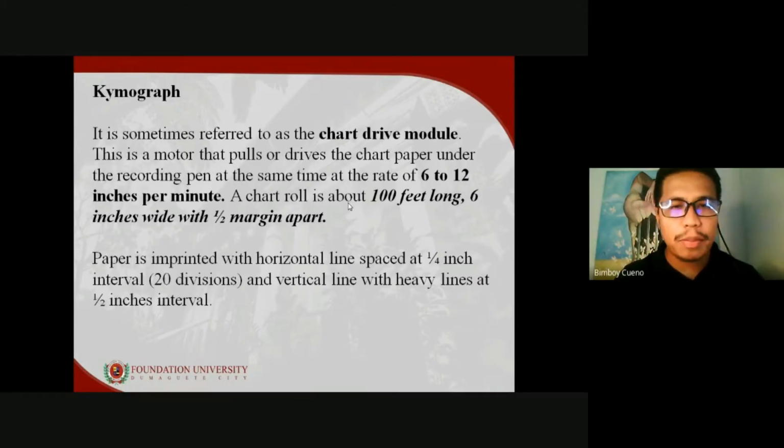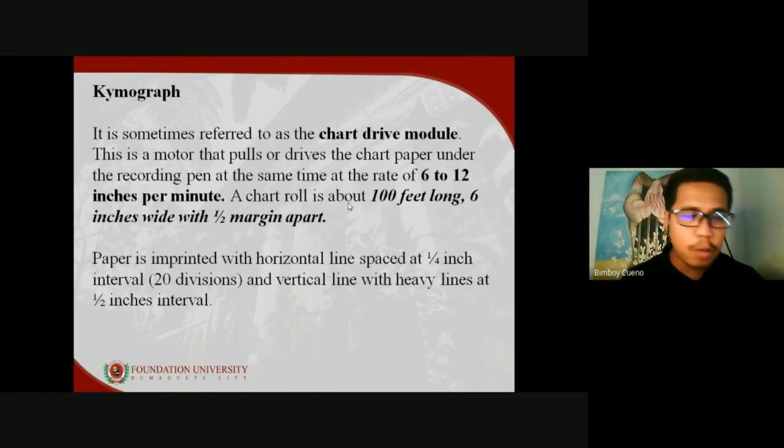This is a motor that pulls or drives the polygram or the chart paper at the rate of 6 to 12 inches per minute. A chart roll is about 100 feet long, 6 inches wide with 1/2 margin apart. Paper is imprinted with horizontal line spaced at 1/4 inch interval and vertical line with heavy lines at 1/2 inches interval.